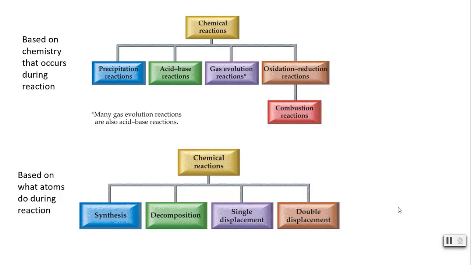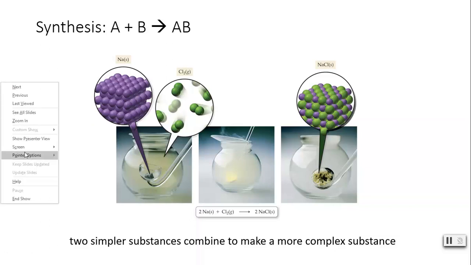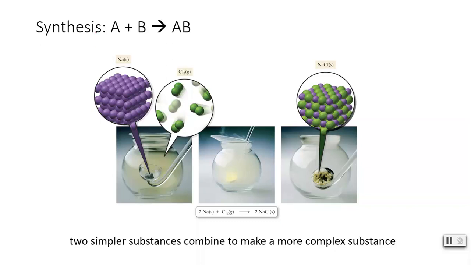So, for example, when we talk about a synthesis reaction, that's when two simpler substances combine to make a more complex substance. So, if you're taking solid sodium and chlorine gas, again, I would not recommend you do this because both of these are pretty toxic by themselves. But when they react in a synthesis fashion, because when you add them together, you get a more complex substance, sodium chloride. So that is the definition of a synthesis reaction.